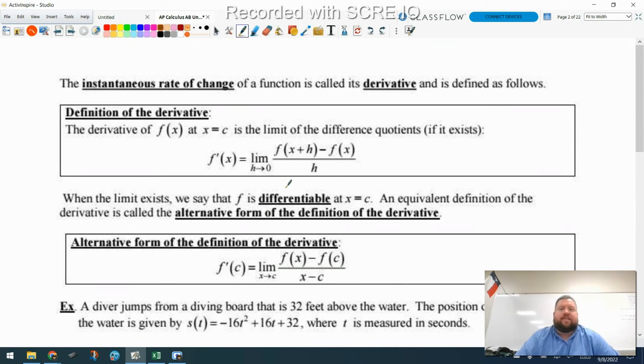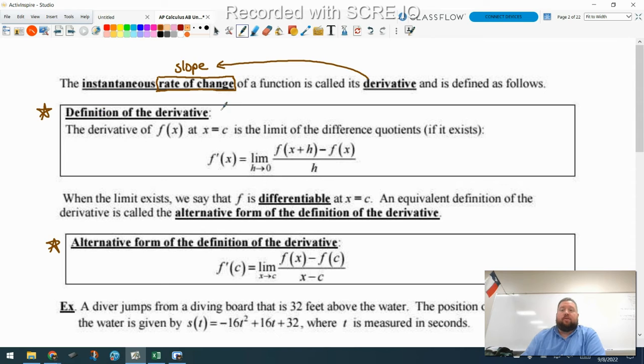The instantaneous rate of change of a function is called its derivative. Another word that you should always be thinking of when we're talking about derivatives: you learned this word, rate of change, back in your Algebra 1 class, and you've talked about it in every class since then, I hope. Rate of change is the same thing as slope. So derivative is slope. Just have that connection in your brain. Derivative is slope. These two definitions, you've got to know them.